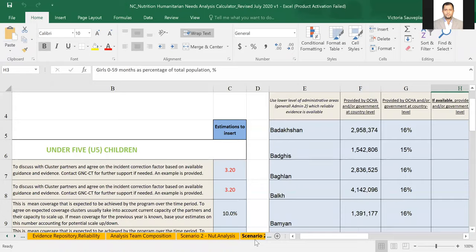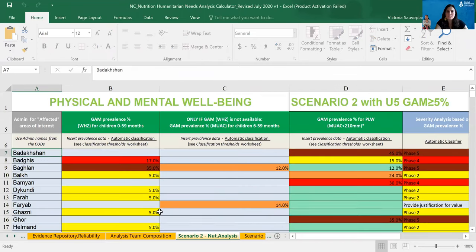We also have a question before we answer Saeed and Kashif. Mary asked how to proceed in case of the availability of GAM prevalence for both weight for height and MUAC. Yep. So generally, is it the question for nutrition situation analysis? And Mary, because you don't mention it, I think it will be for scenario 2, yes.